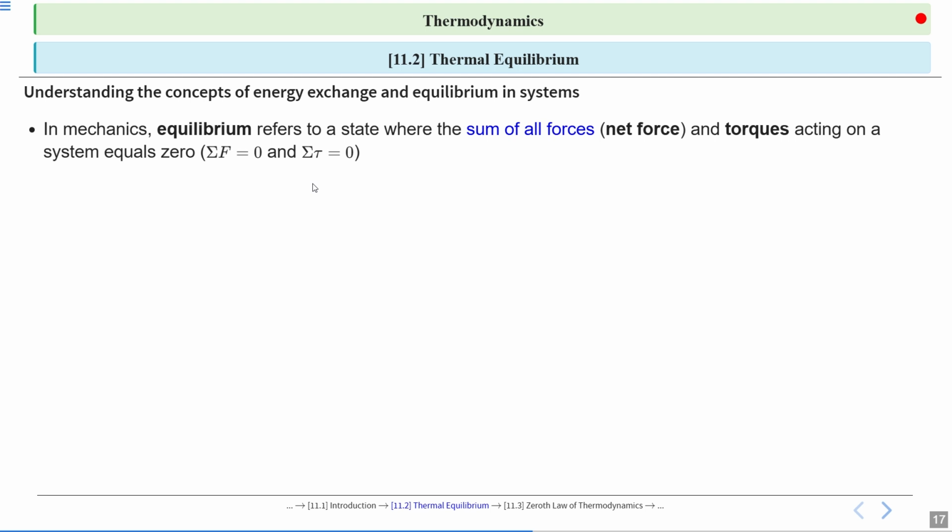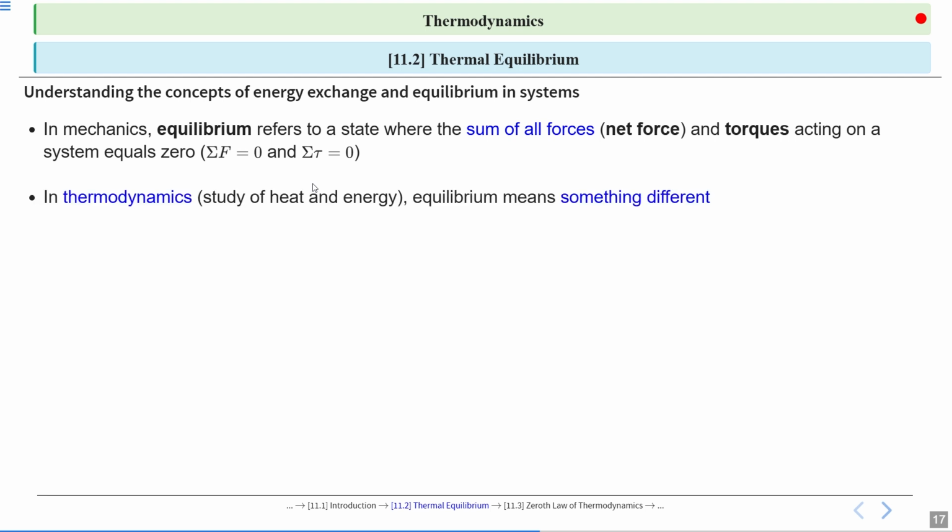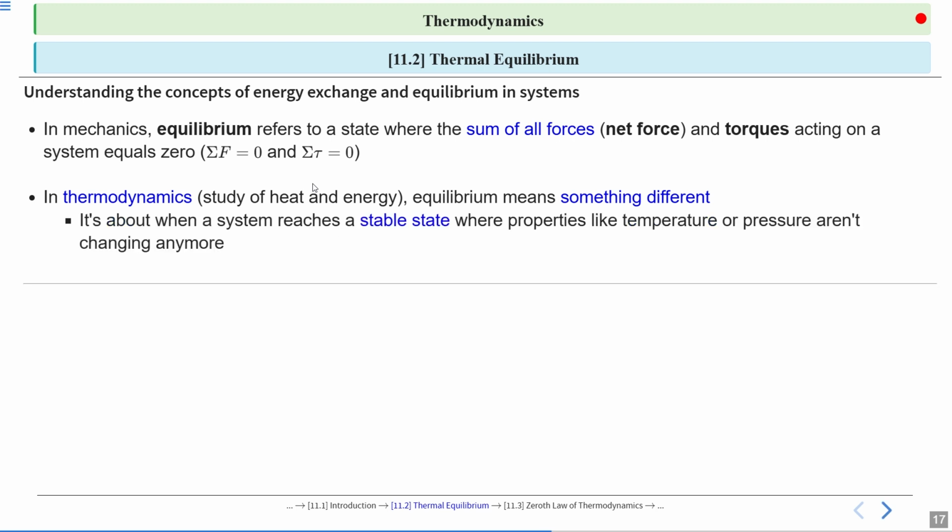But what about in thermodynamics? In thermodynamics, the study of heat and energy, equilibrium means something different. And what is that? It's about when a system reaches a stable state where properties like temperature or pressure are not changing anymore. It means a state, listen carefully, where temperature or pressure are not changing. That state in thermodynamics we know as the equilibrium state. All right.